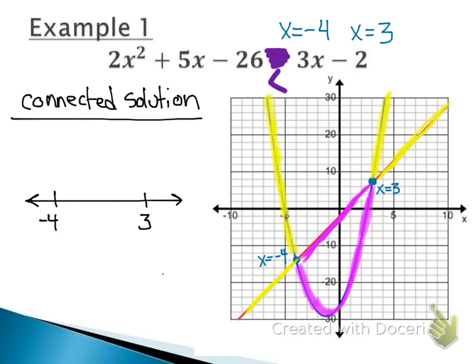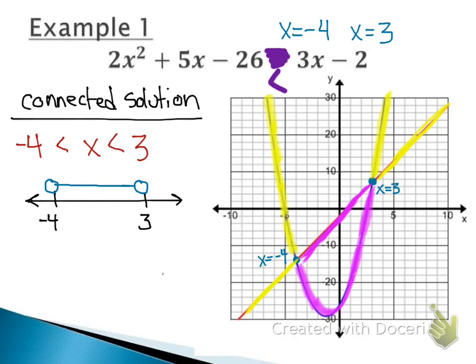Again, I'll start with my number line and I'll put the x values of my intersection points on there. Still going to use open dots, but it's a connected solution, so my solution will lie everywhere in between those two numbers. My inequality symbols will show x being in between those two numbers. And again, I have to use the symbols that have no lines underneath them because that's what the original inequality said.